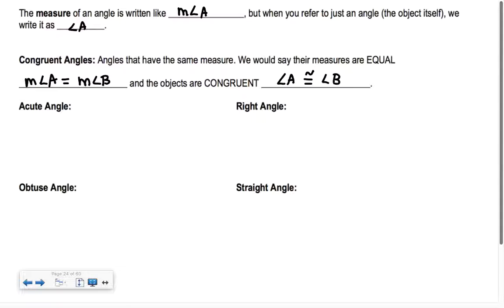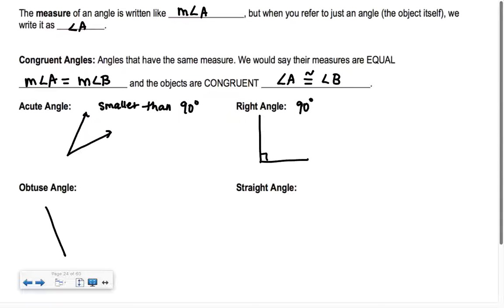Okay, so do we know the 4 different types? Acute, right, obtuse, straight. So an acute angle is something like that. It's smaller than how many degrees? Smaller than 90 degrees, exactly. A right angle, what's it? 90 degrees. Obtuse angle? Between what 2 numbers? 90 and 180. Yep, 90 and 180.